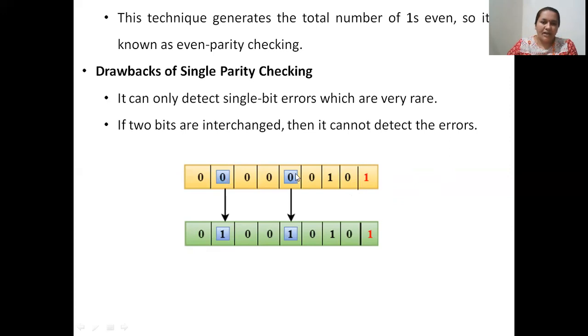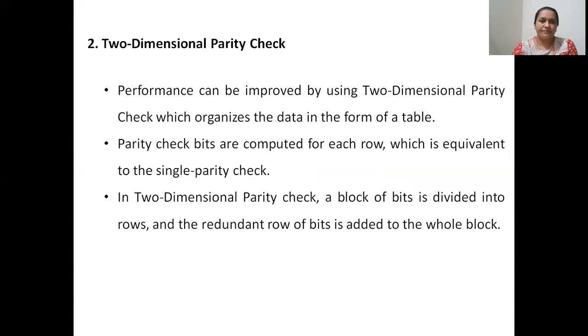The second bit and the fifth bit are changed from 0 to 1. But still, if the receiver computes the parity of this received data unit, the number of ones is 4. So it says even parity is confirmed. Hence, the receiver assumes that the parity of the data is even, hence all the data bits are received intact and correctly. So it fails to detect the errors. That's the drawback of single parity check.